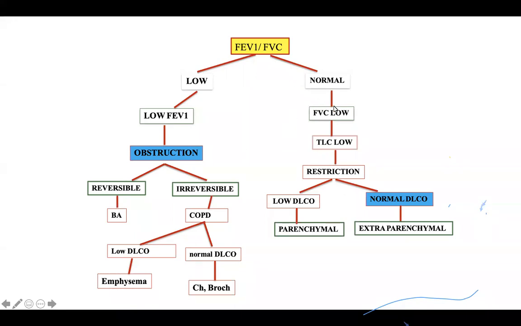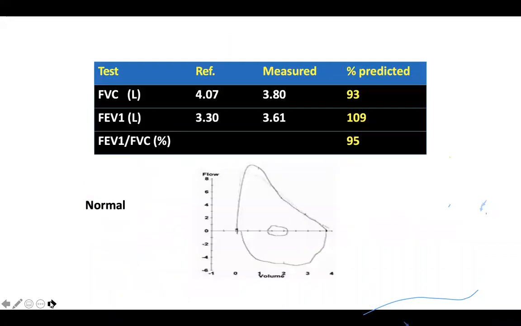If the FEV1 by FVC ratio is normal, then we check the FVC. If FVC is low and TLC is low, then it indicates restriction. If the diffusion is also low, then it is a parenchymal disease. If it is a normal diffusion, then it is an extraparenchymal disease. So these are some of the examples that I have taken.